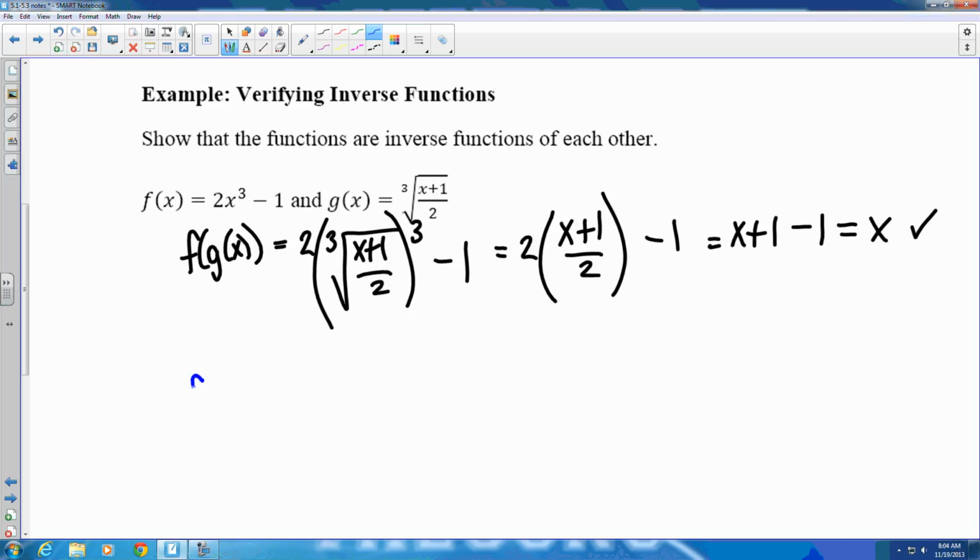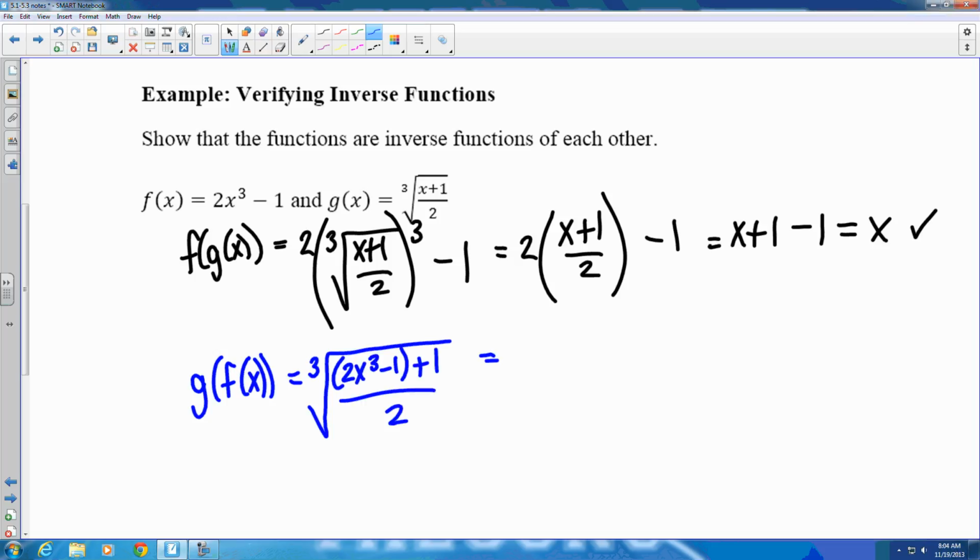Then we have to do the composition the other way. g of f of x. Put f into g wherever there's an x. So the cubed root of 2x cubed minus 1 plus 1 over 2. The 1's on top cancel first. 2x cubed over 2, the 2's cancel. Cubed root of x cubed is x. So that way works too.